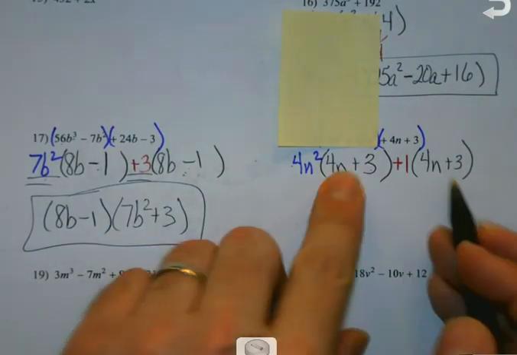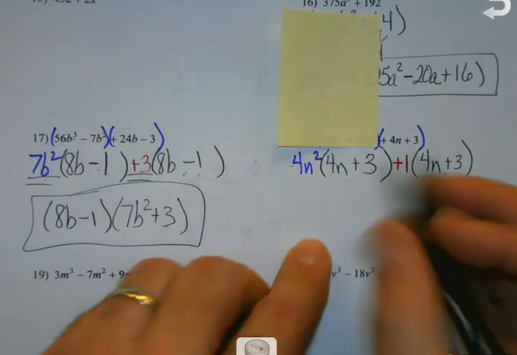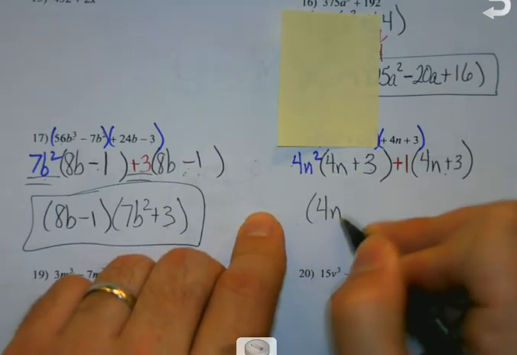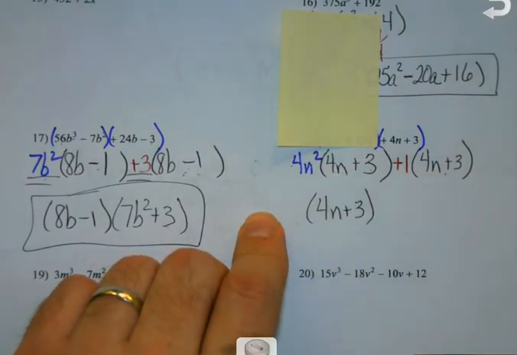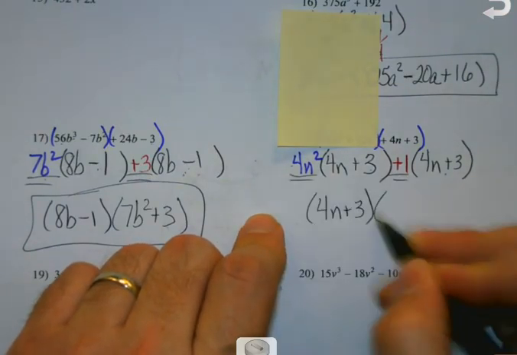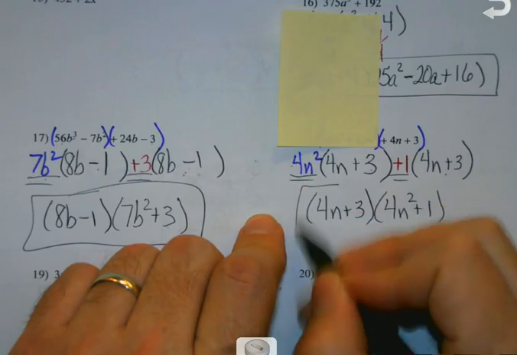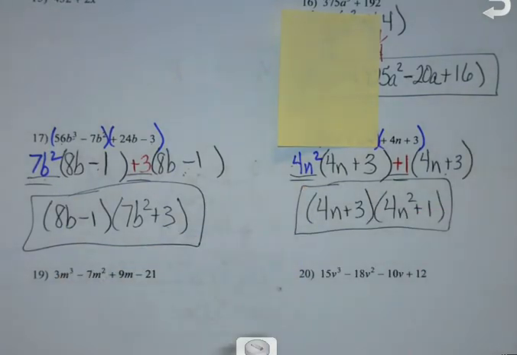Okay? Same parentheses, that's a good sign. Because then again, my answer is just copying that part. And then those greatest common factors are what I've got left.